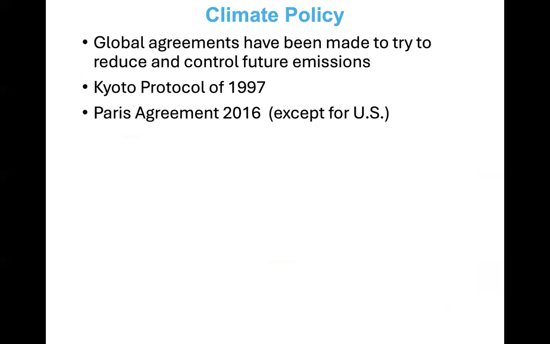We have, finally, policies to mitigate this problem of global warming. We have global agreements that have been made to try to reduce and control future emissions. We have the famous Kyoto Protocol in 1997, the Paris Agreement in 2016, except the United States. But anyway, they try to come up with some policy that will mitigate the amount of CO2 emitted to reduce pollution and reduce global warming.